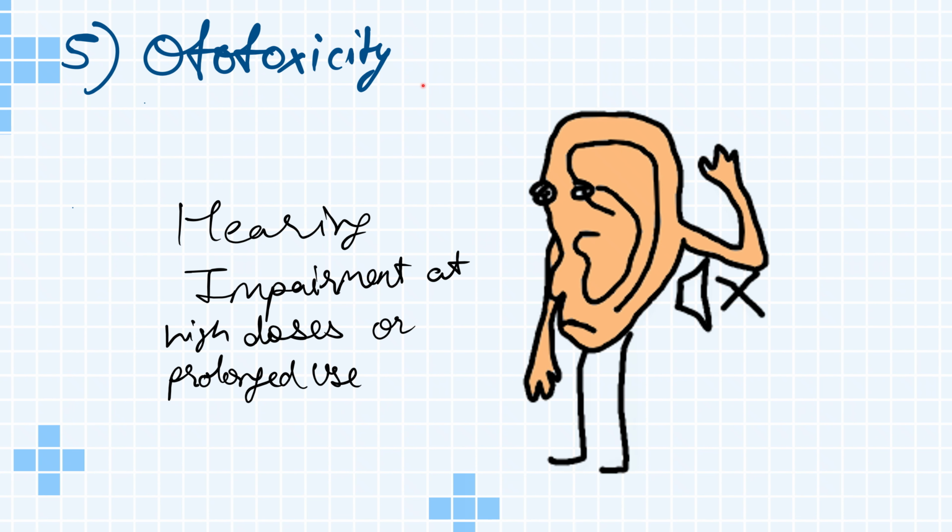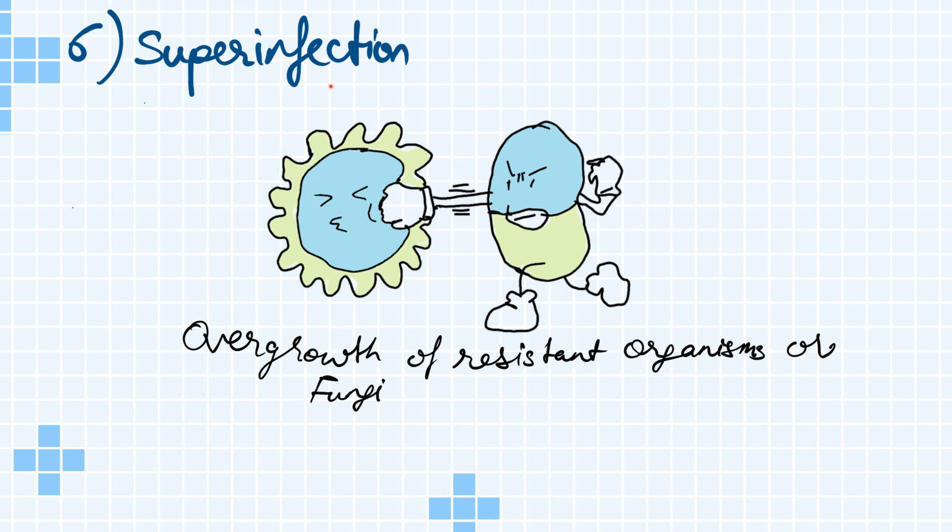Ototoxicity refers to damage affecting the ear and hearing. Hearing impairment may occur at high doses or during prolonged use of the drug. Superinfection occurs when resistant organisms or fungi grow during the antibiotic treatment. This happens because the normal protective bacteria of the body may get disturbed.